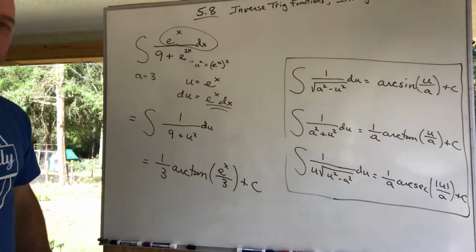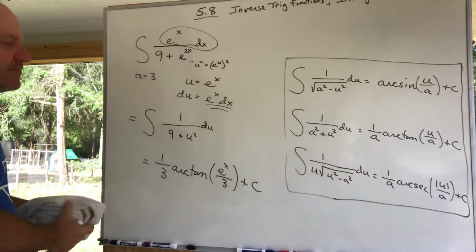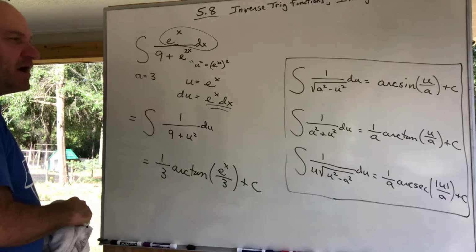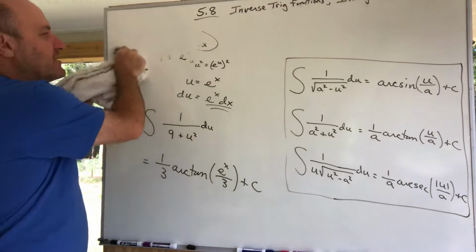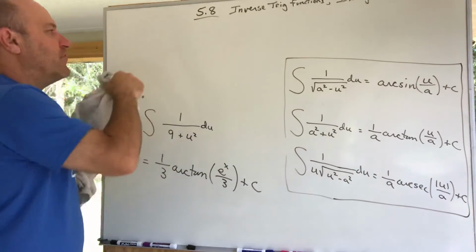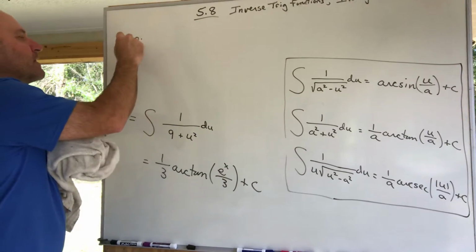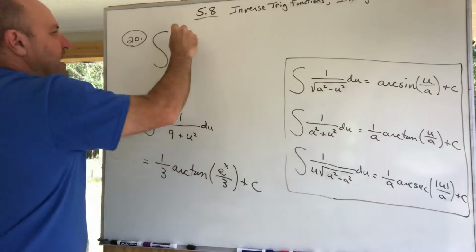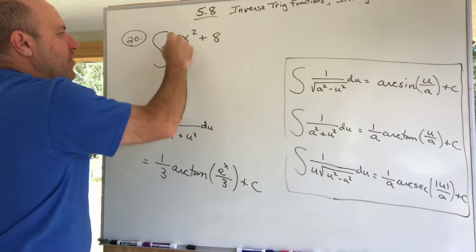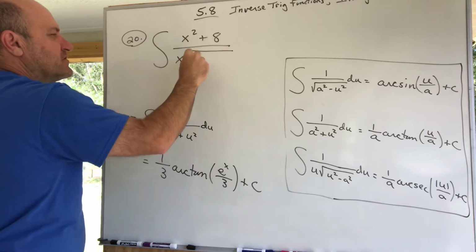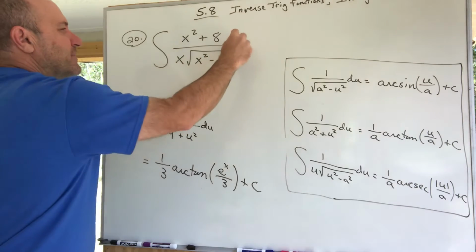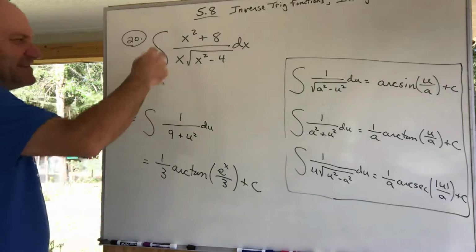Here's another one. I found this in the book. This is more challenging. I'm going to get rid of this one in case you want to pause and write it down. This actually came out of the book here, number 20. And it looks like this. It's x squared plus 8 over x times the square root of x squared minus 4 dx. That's a hell of an integral.